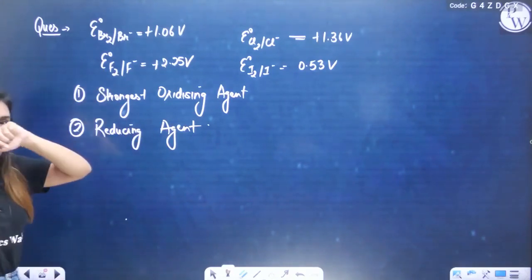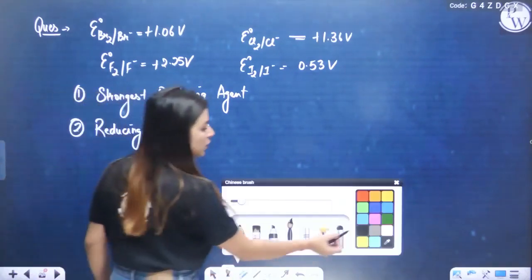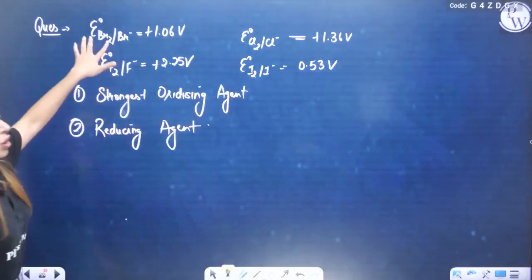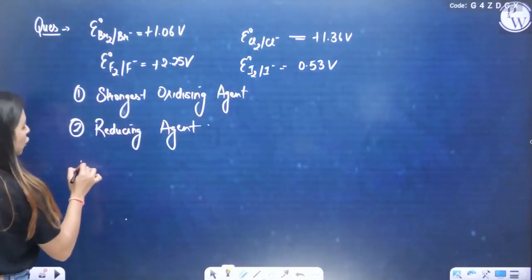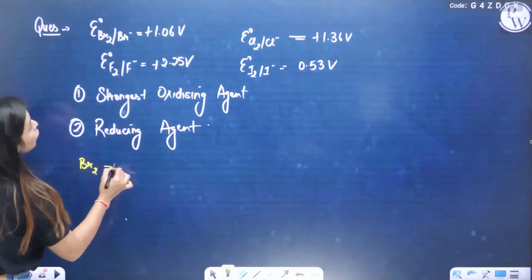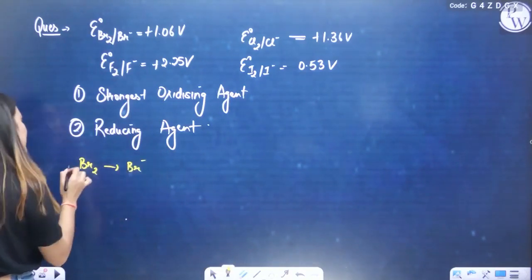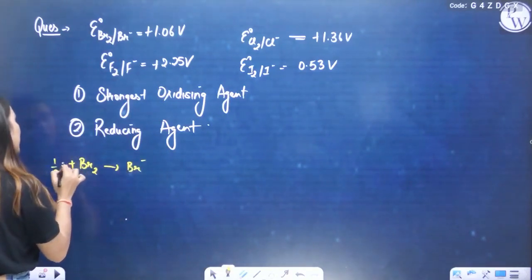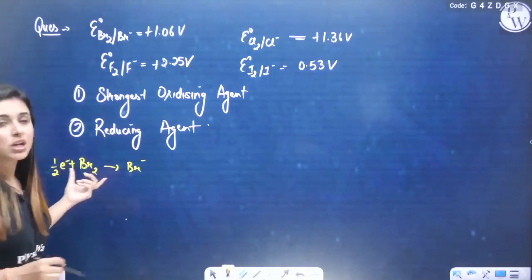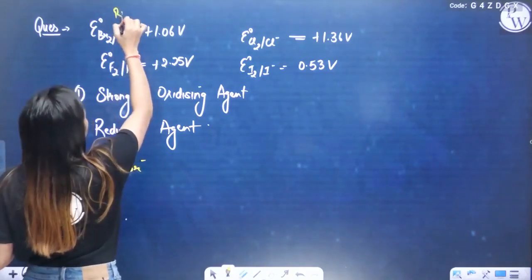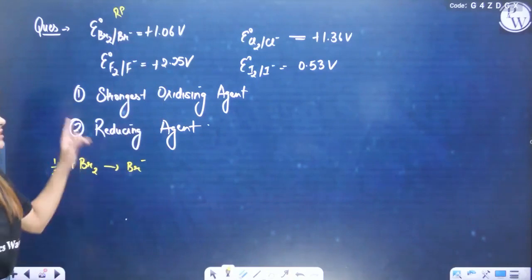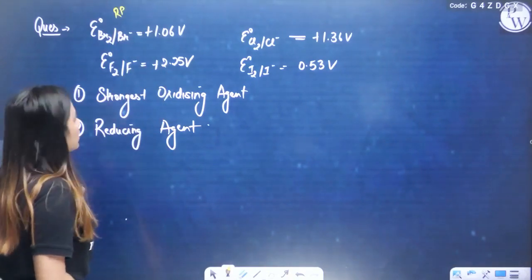So now if we see the first part, I just want to explain this particular part. You have from Br2 to Br negative. So can I say that here you will have a half electron and this is actually reduction? So can I say that these are the reduction potential values? This is reduction potential. Let's talk about the others.